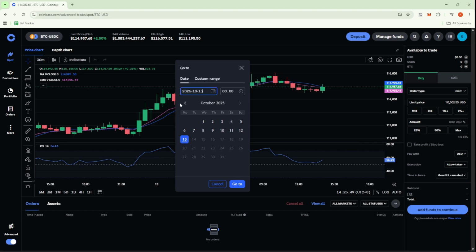Before risking real money, practice your chart trading skills with a demo account if possible. The more you practice, the better you will become at analyzing the market.